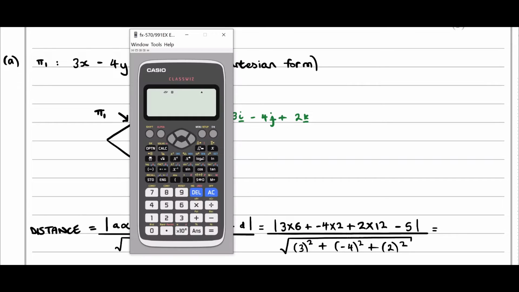So if we work this out, we have the modulus of 3 times 6 plus minus 4 times 2 plus 2 times 12 minus 5, over the square root of 3 squared plus 4 squared plus 2 squared. We end up with root 29 as our final answer.